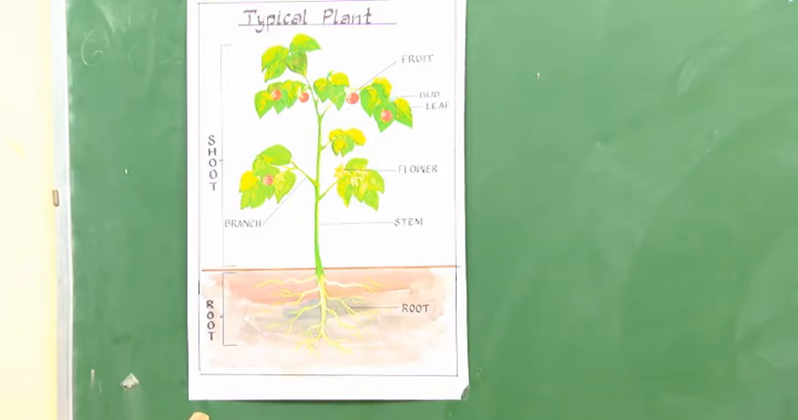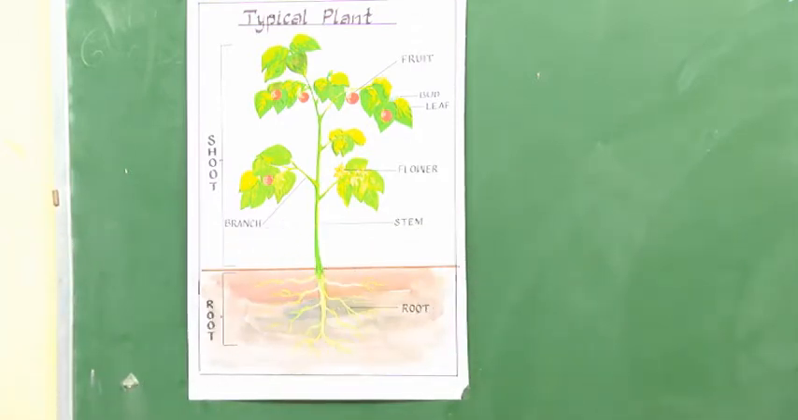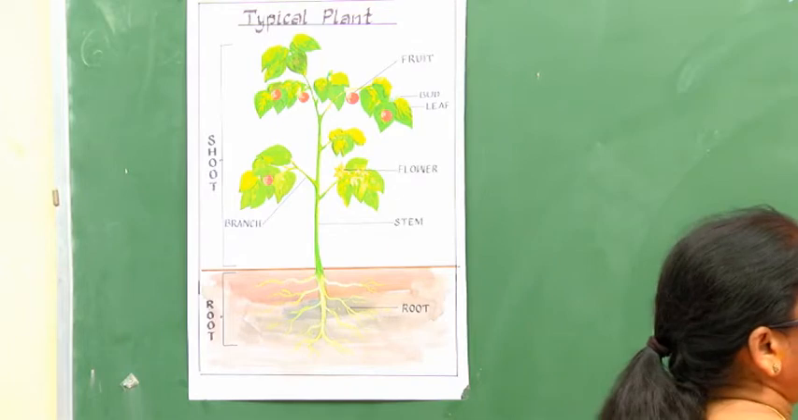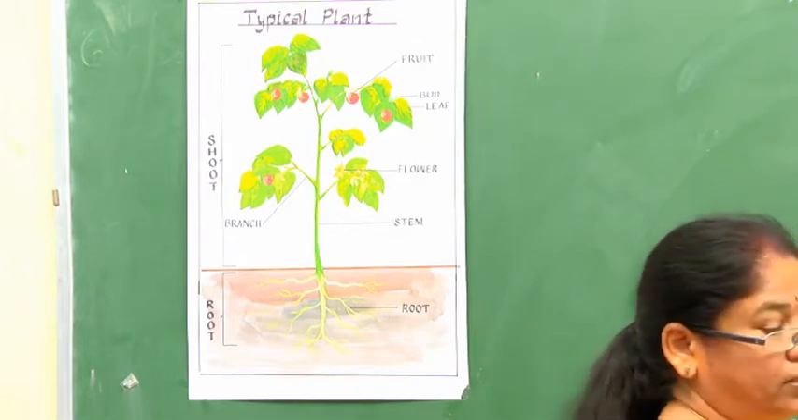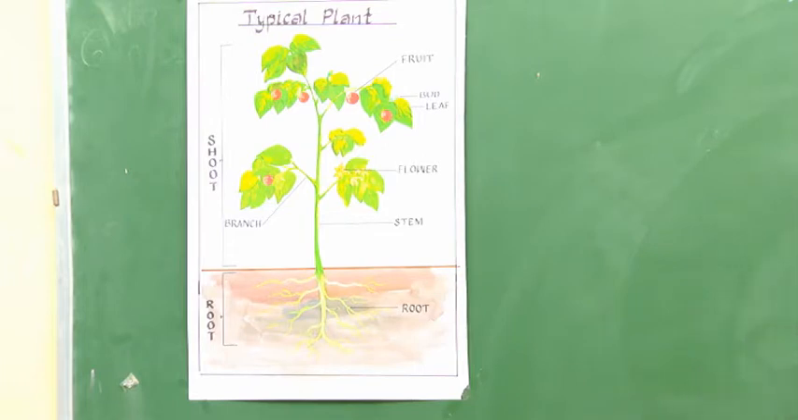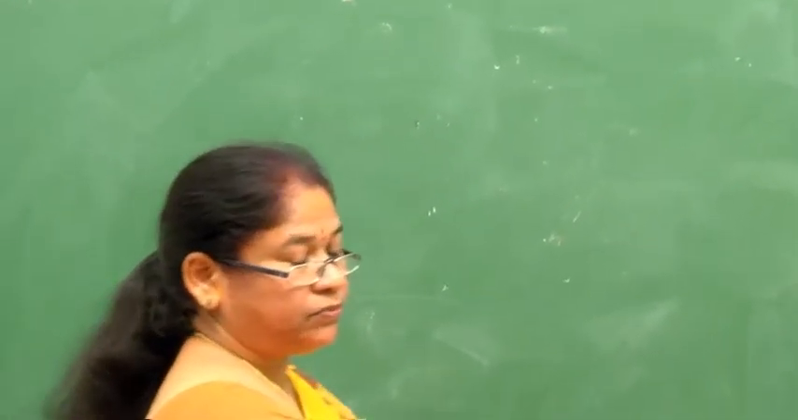And the chapter is plants around us. Which plants around us are we going to study about? And this is your third chapter. Which is the third chapter, children? Plants around us. Where do we get the plants from?